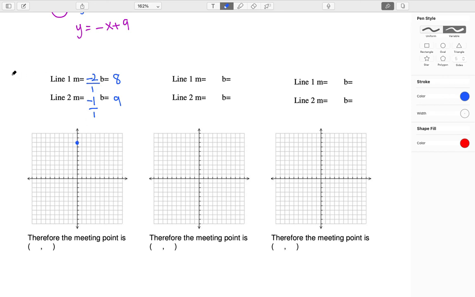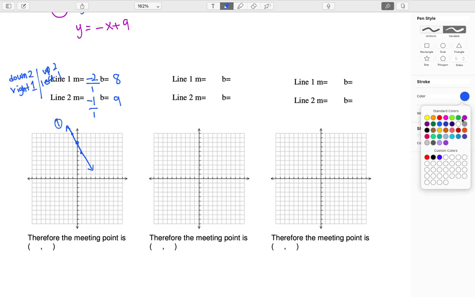And I could go down 2 and right 1. Because I have negative at the top, or I could put negative at the bottom, so I could say up 2 and left 1. So maybe let's do up 2 and left 1, or I could go down 2 and right 1. Okay, and then this is my equation 1.